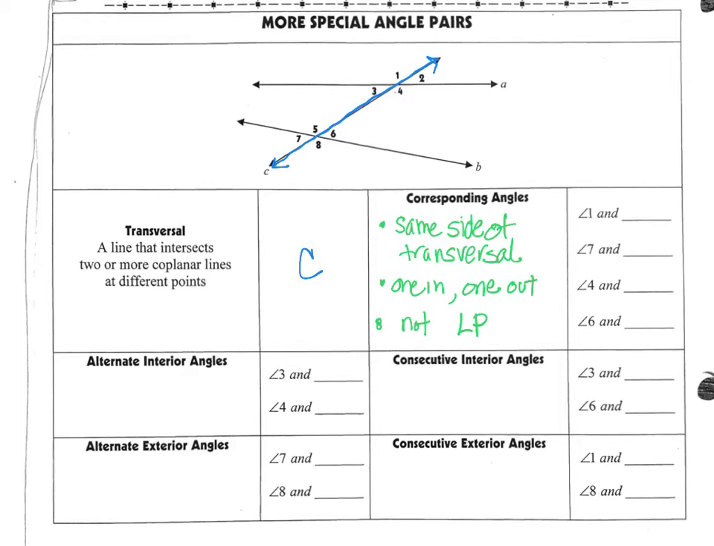So if we're looking for corresponding angles, and if we look at the first one here, angle 1, we're looking for angle 1, and then the corresponding angle would be right here, and that would be angle 5. You can see they're on the same side of the transversal. One is in the interior, one is on the exterior, and they don't form a linear pair.